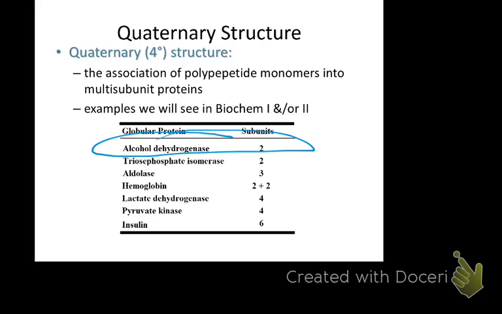Then we have TPI, which is triose phosphate isomerase, right underneath that one. And it's got 2 subunits as well. What do isomerases do?